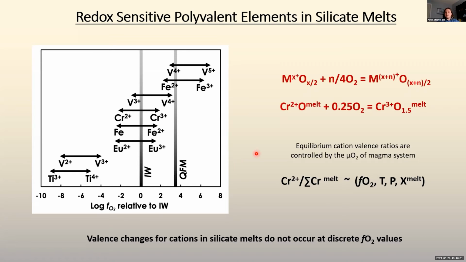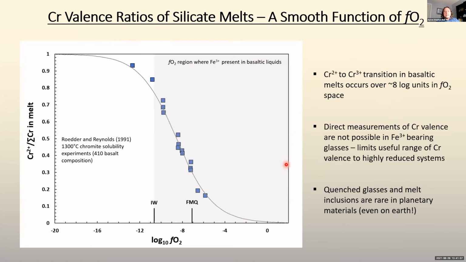And so the basic idea here is pretty simple: if we can measure, for example, the chromium valence ratio in a silicate melt, we can actually retrieve the fO2, provided we know something about the temperature and pressure conditions, as well as the melt composition. And so here's just an example of some old chromium valence data.